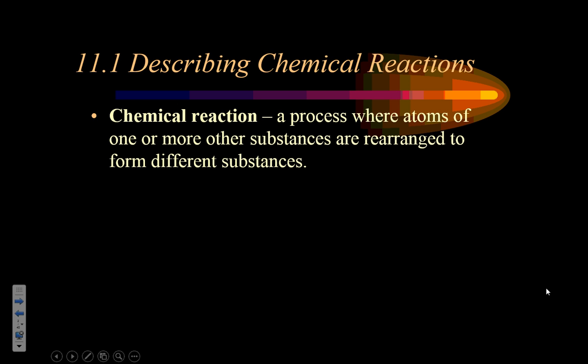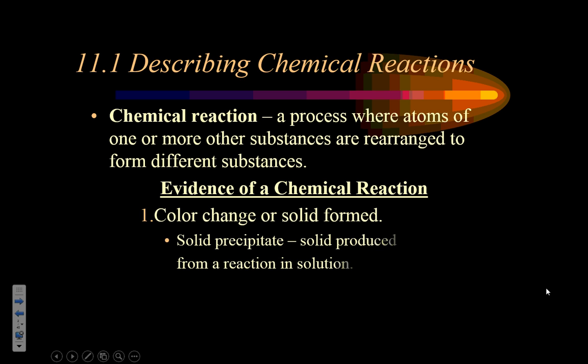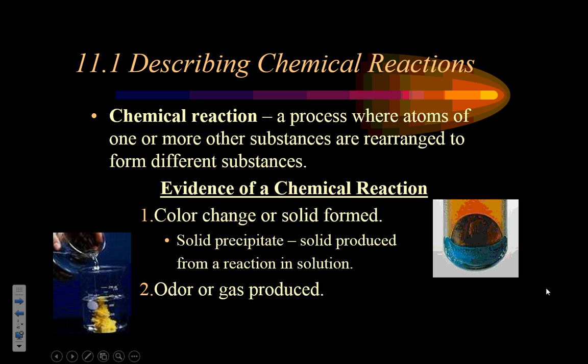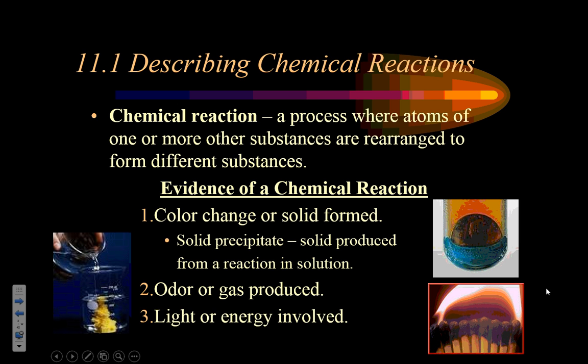Now, chemical reactions, if you recall from first semester when we talked about chemical versus physical changes, are a process where atoms of one or more substances are rearranged to form different substances. You actually have a change in identity in a chemical reaction. Now, one of the things we looked at in first semester, way back in like chapter 3, was how do we know, when we're just looking at a macroscopic level, that we've got a change happening on the particle level? So we looked at evidence of chemical reaction.